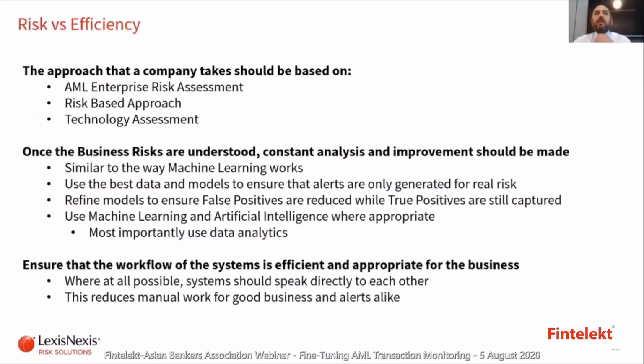Now, if we look at that risk versus efficiency, right? Because that risk is the risk of you allowing money laundering to happen, that risky transactions are getting through and people don't see them. What's really important when you look to implement more efficiency is that you do it on a risk-based approach. The first thing you have to do is an AML enterprise risk assessment.